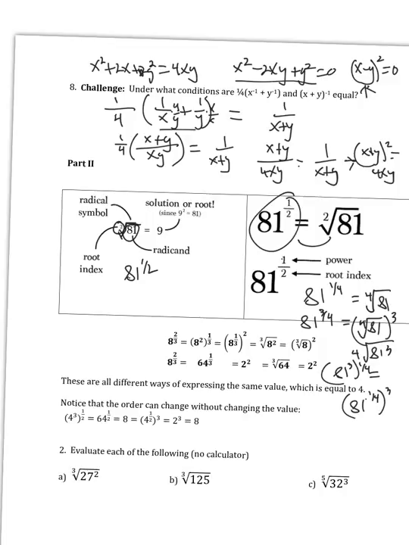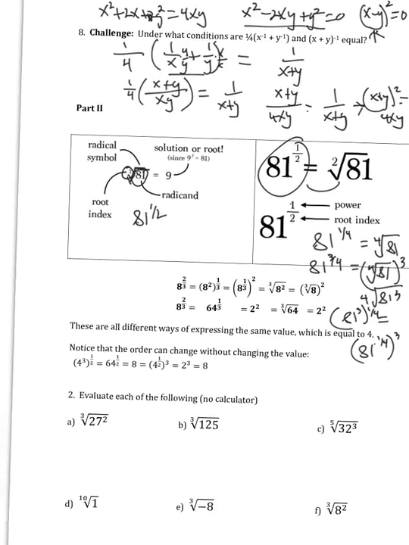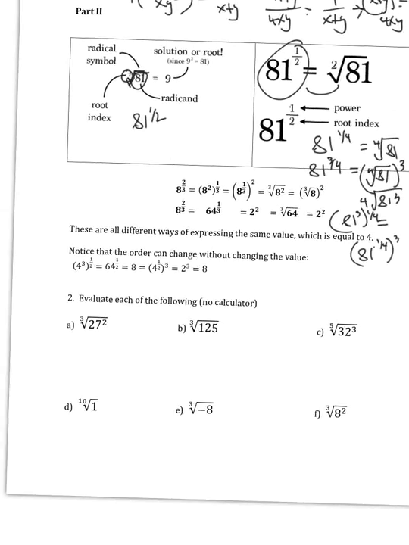So let's take a look at some of these here. Okay, evaluating these, no calculator. Cube root of 27 squared, so this is 27 to the 2/3. And so we could think of this as the cube root of 27, squared, so it would be equal to 3 squared, which is equal to 9. Cube root of 125 is equal to 5.